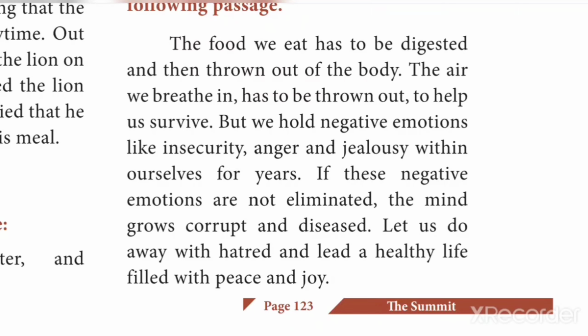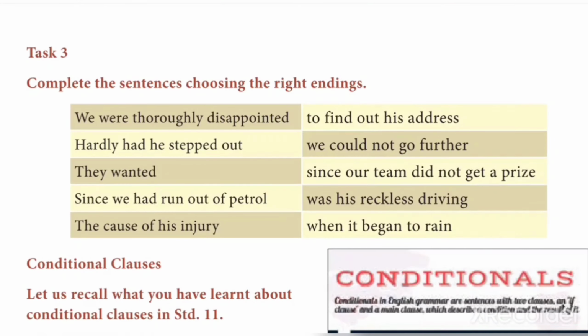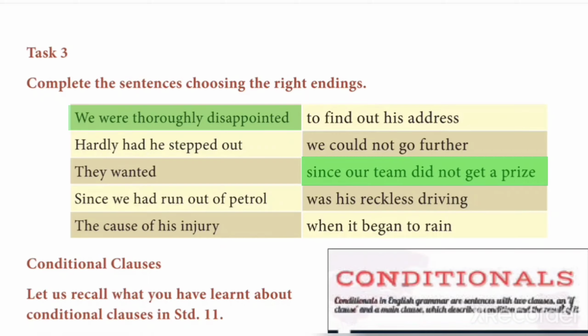We have another task at the next page, 124. It is task number 3, where we have to match 2 parts of a sentence. Let's move on. See, here we find task 3. Complete the sentences choosing the right endings. On the left, the beginning of a sentence at first is, we were thoroughly disappointed. This matches with the third one on the right, since our team did not get a prize.